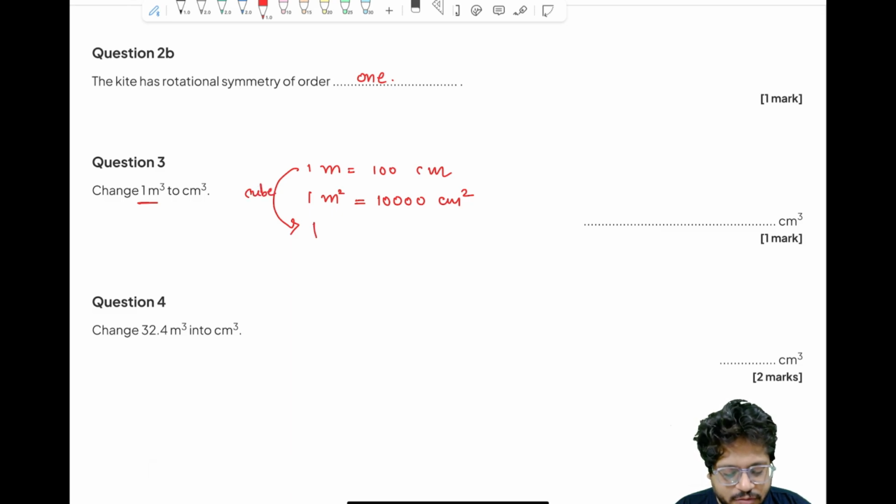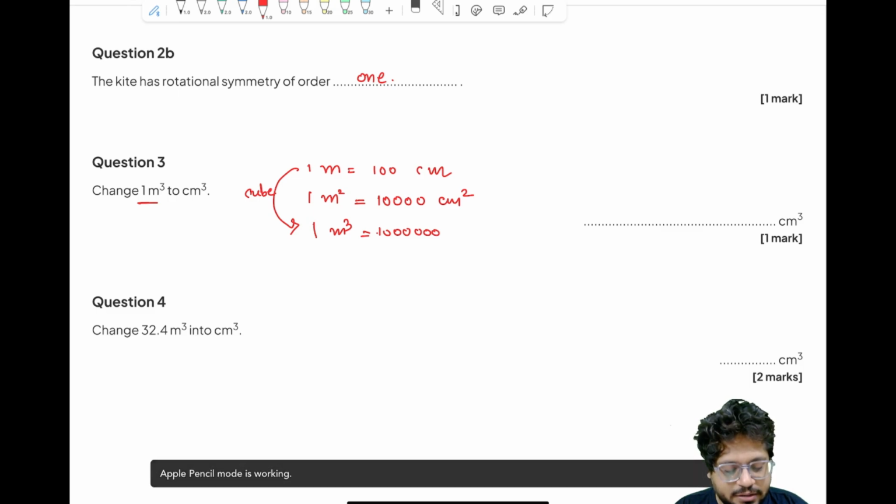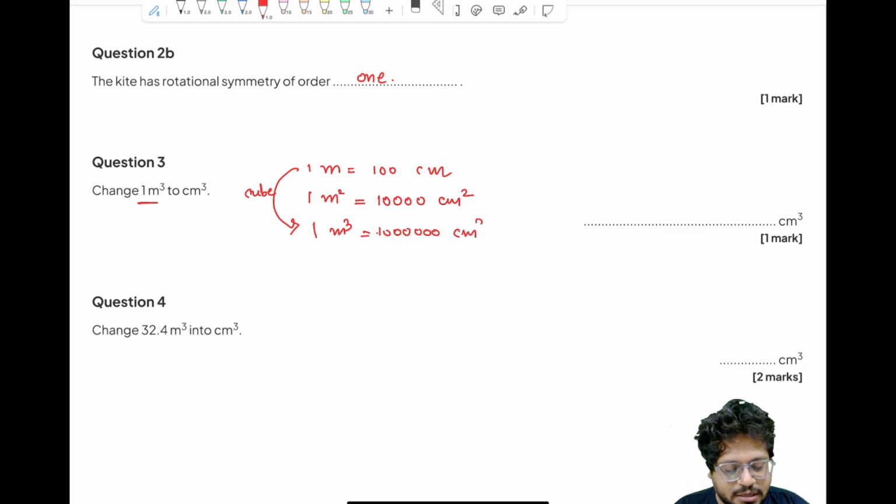then 1 cube is 1 only, so 1 meter cube. But if you do the 100 cube, that is 6 zeros behind the 1, so that is 1 million actually, 1 million centimeter cube, or you can say 10 lakh centimeter cube. So 1 meter cube is 1 million centimeter cube. Clear?